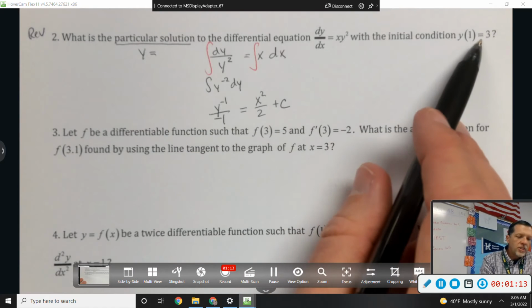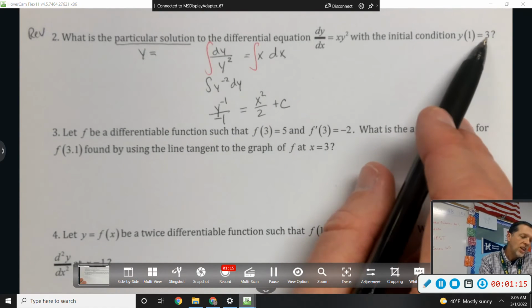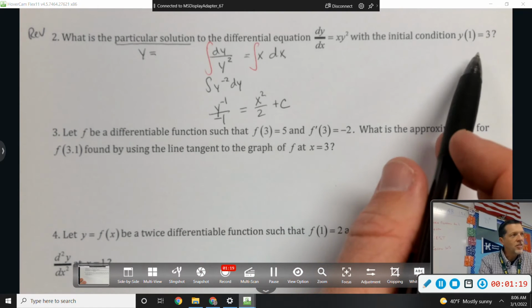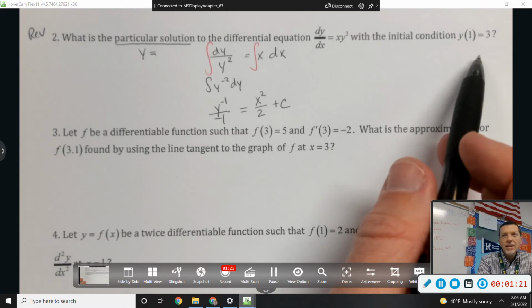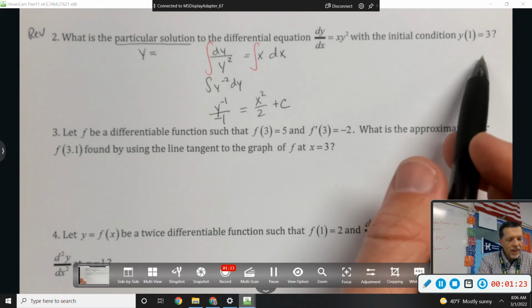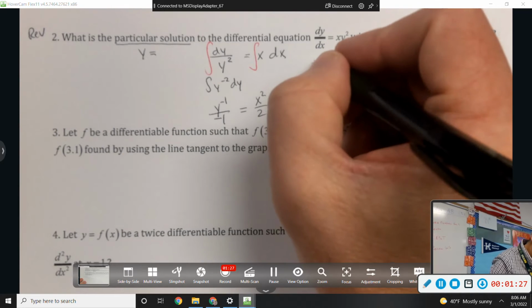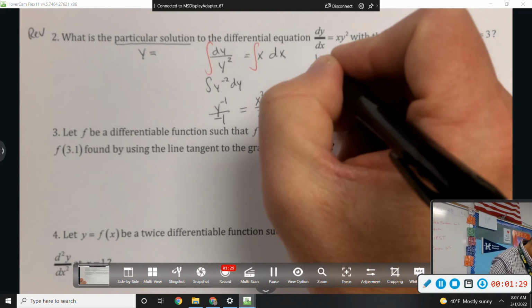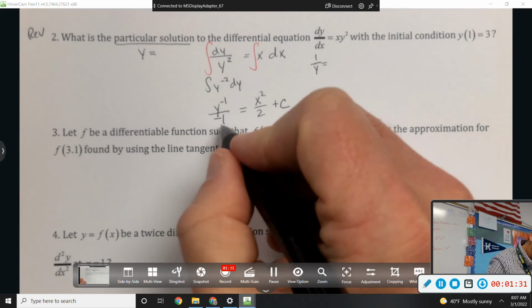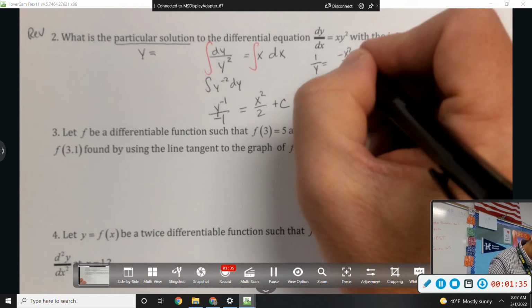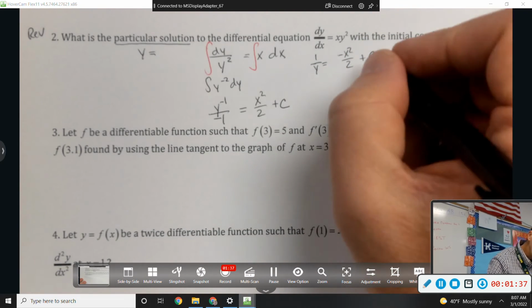And here's our decision again. I can solve for c now, or I can solve for y first and then solve for c. It doesn't matter. You have to do both things, so it's just kind of a pick. I think I'm going to solve for y first. So if I multiply through by negative 1, I'm going to leave it as plus c.